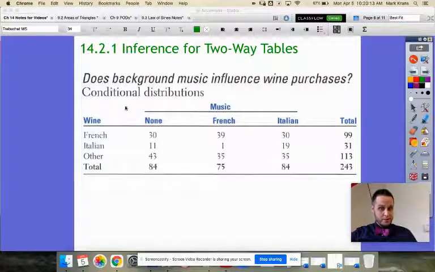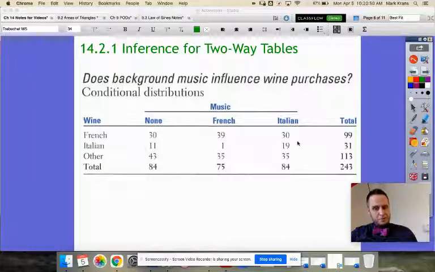music influence wine purchases? And there are these numbers here, and it looks like when there's French music playing, lots of people order French. And when there's other music playing, still people order French, but almost no one orders Italian. It's like French makes people not order Italian music, and really it almost looks like they didn't order any wine at all, okay? But they did order a lot more Italian than they usually do in the other categories. So it seems like there might be an association here that the choice of music influences wine purchases, okay?